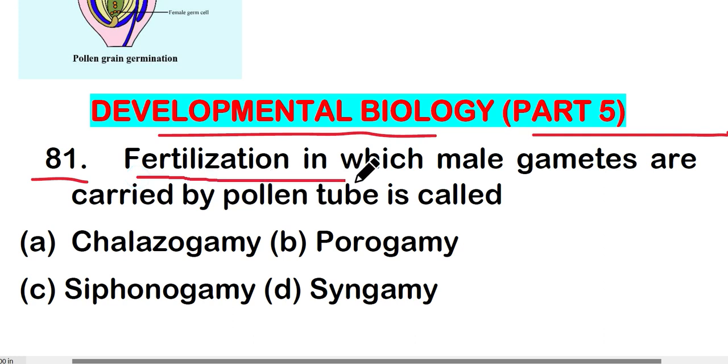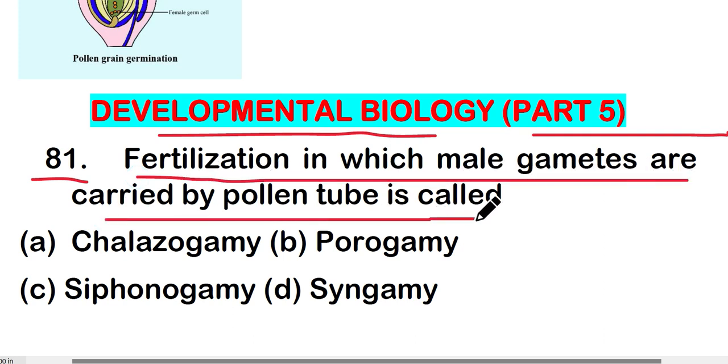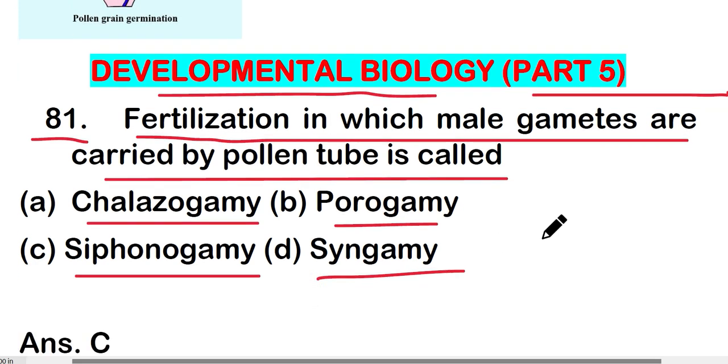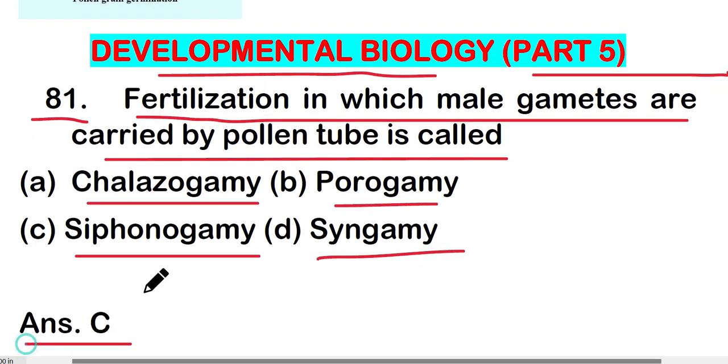Fertilization in which male gametes are carried by pollen tube is called: option A, chalazogamy; option B, porogamy; option C, siphonogamy; or option D, syngamy. The right one is option C, that is siphonogamy. So the fertilization in which male gametes are carried by pollen tubes is called siphonogamy.